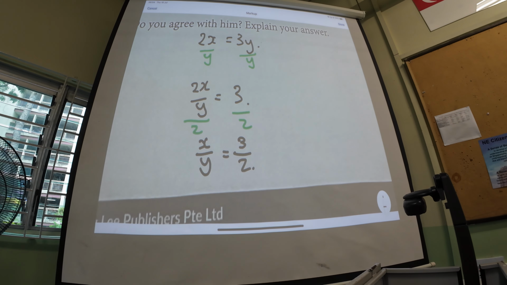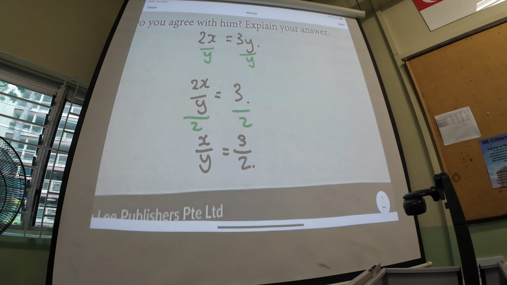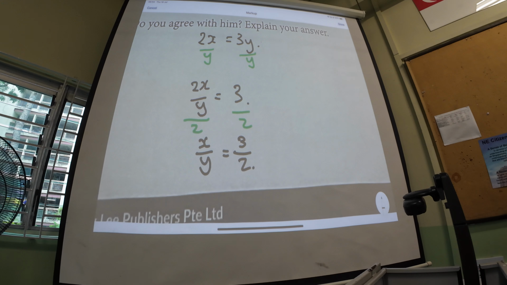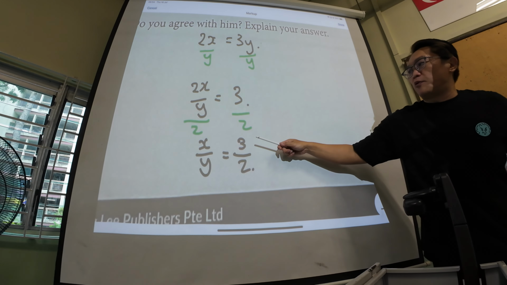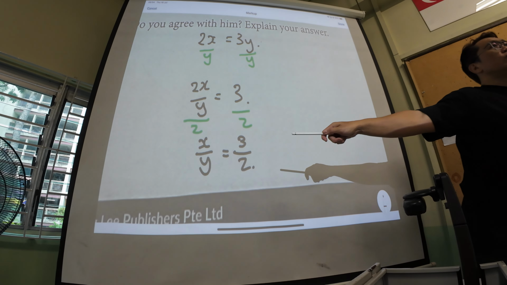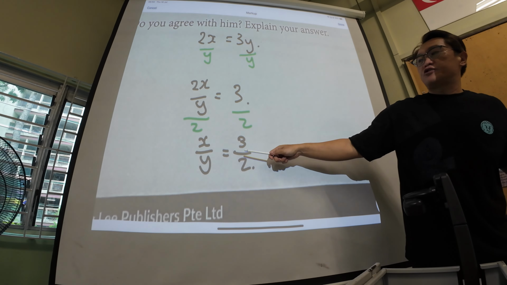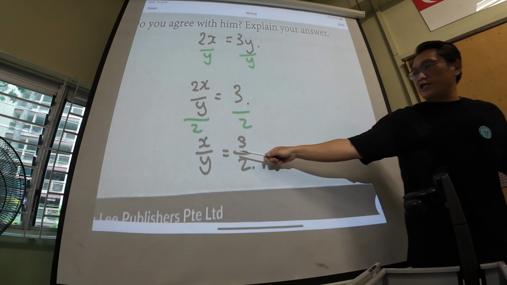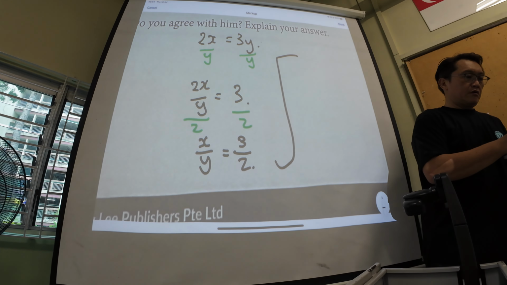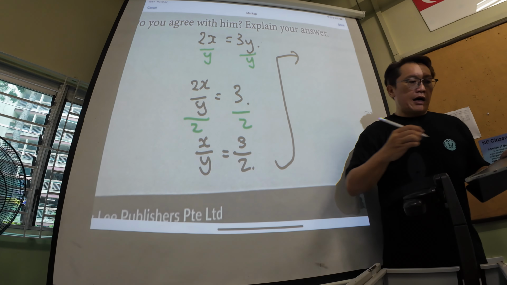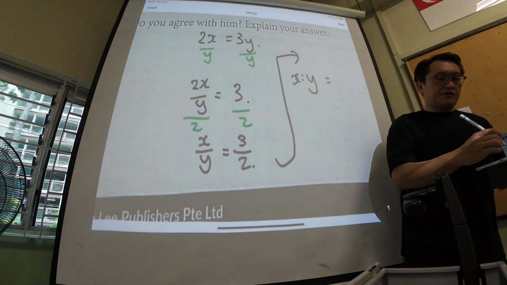Okay, remember ratio is just like fraction. So the proportion of x is to y is the same as the proportion of 3 is to 2. The proportion of x divided by y is the same as 3 divided by 2. So if we change this fraction to look like ratio again, that is to say x is to y is the same as 3 is to 2.